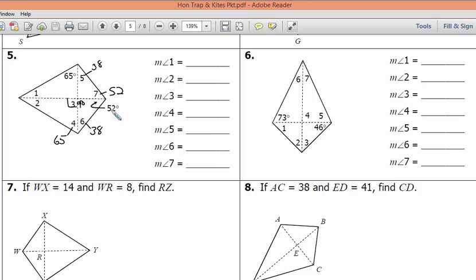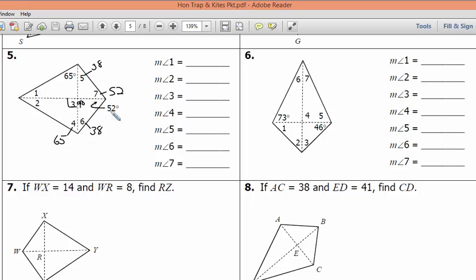Subtract it from 360, which will always be my sum in any quadrilateral. So if I add 65 plus 38, I'm going to get 103. Remember, this angle's the same, so I'll just double it. I'll then add the sum of these two. 52 and 52 is 104. Whoa, wait a minute. 65 plus 38 times 2, and then add to that your 104.